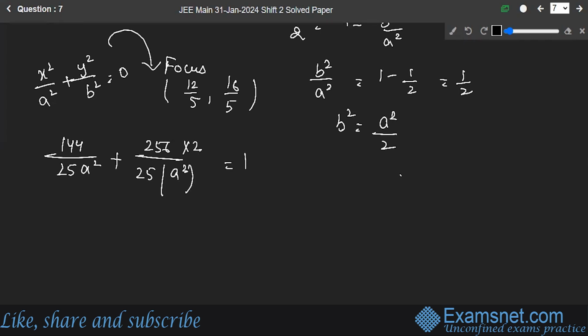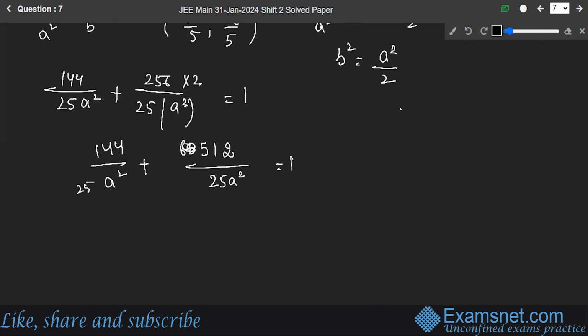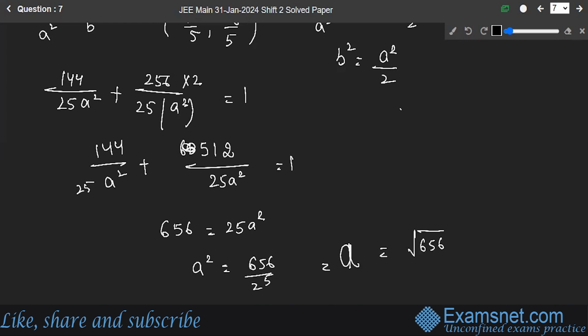And this will come out to be 144 upon 25 a square, plus this will be, wait, this will be 2 into 256 upon 25 a square, this is equal to 1. Or adding both of them, you will get 656 is equal to 25 a square, or a square is equal to 656 upon 25. So you will get the value of a as root of 656 upon 5. This is your value for a.